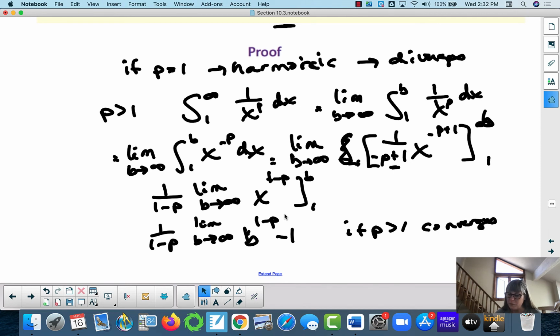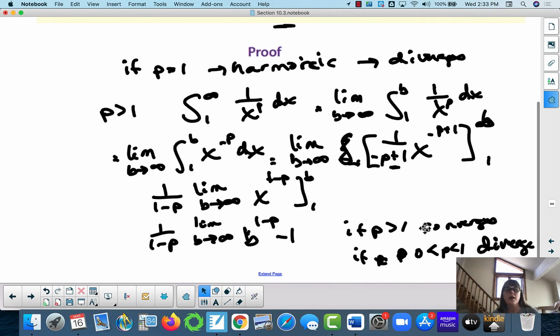And if P is between 0 and 1, then this number is just getting bigger and bigger and bigger as b approaches infinity. And so if P is between 0 and 1, we're going to diverge. So that's where those rules come from, okay? If P equals 1 or is between 0 and 1, we're diverging. And if P is greater than 1, we actually get that equal to 0, and so we are converging.